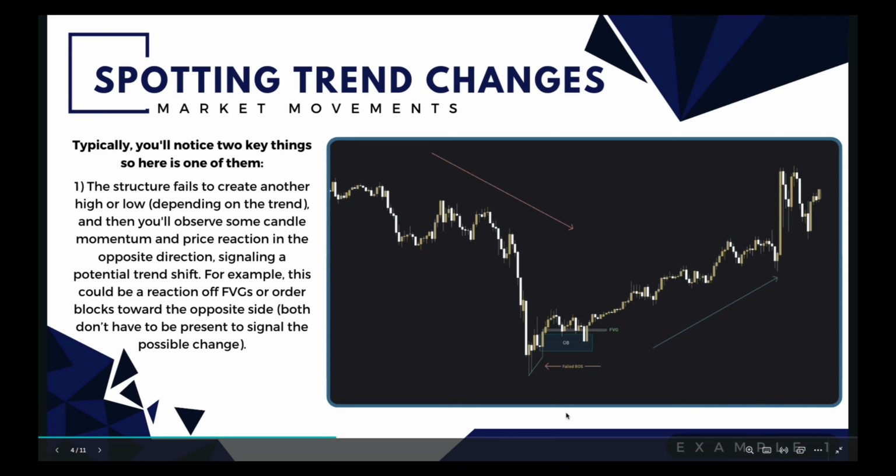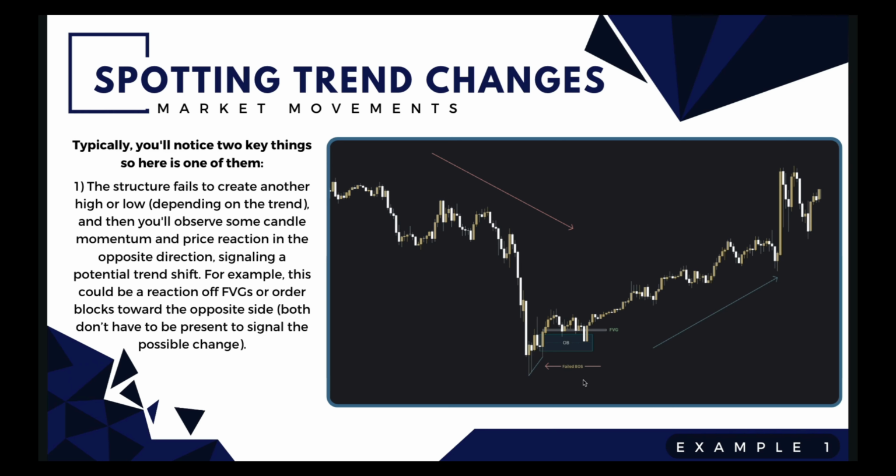Okay, so spotting trend changes. Typically, you'll notice two key things. So here is one of them. One, the structure fails to create another high or low, depending on the trend obviously. And then you'll observe some candle momentum and price reaction in the opposite direction, signaling a potential trend shift. For example, this could be a reaction off of fair value gaps or order blocks towards the opposite side. Both don't have to be present to signal the possible change.